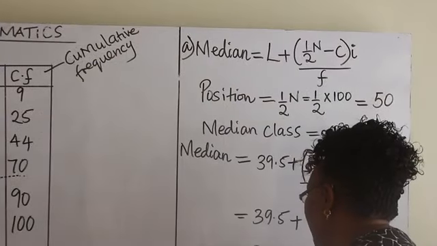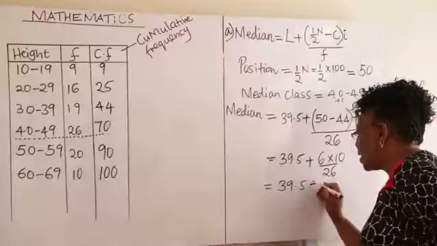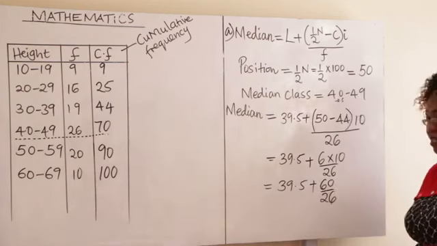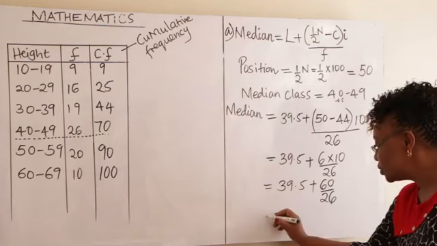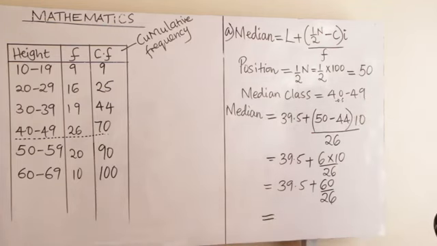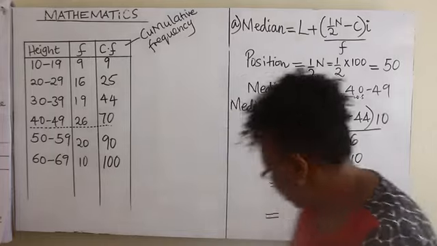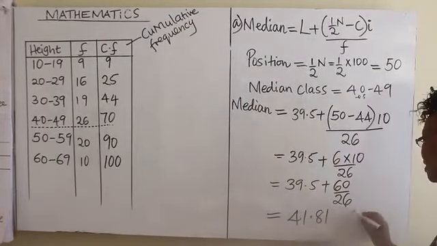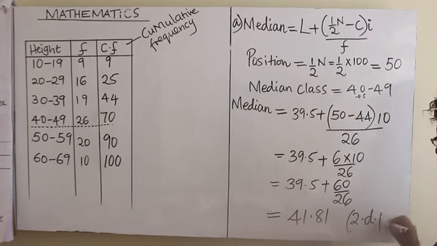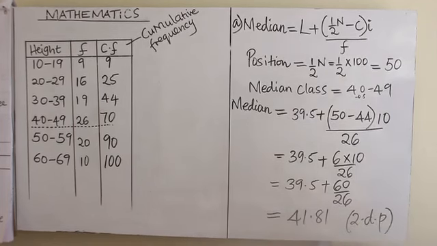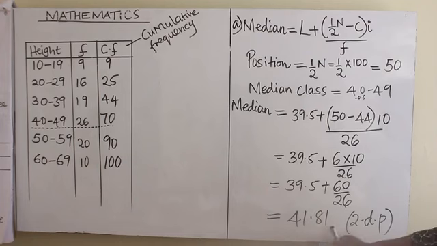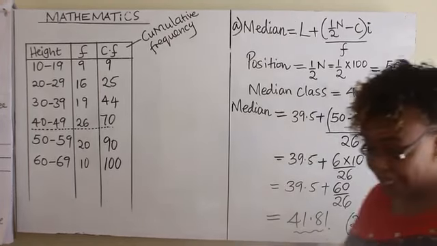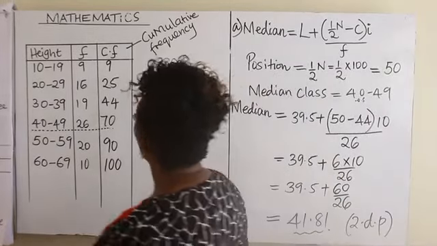So this gives us 39.5 plus 60 over 26. Learner, you use a calculator and you get 41.81, correct to 2 decimal places. And so that is your median. That is your median, learner. Let us go to the second part.